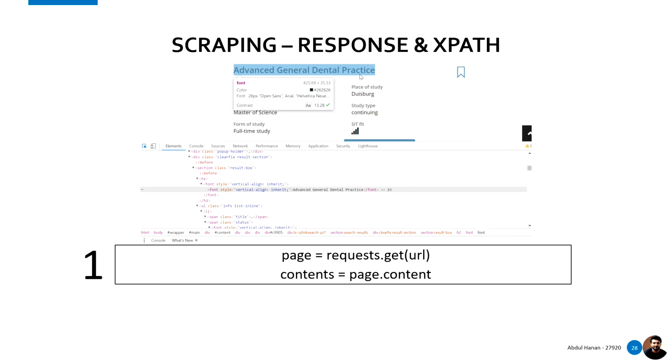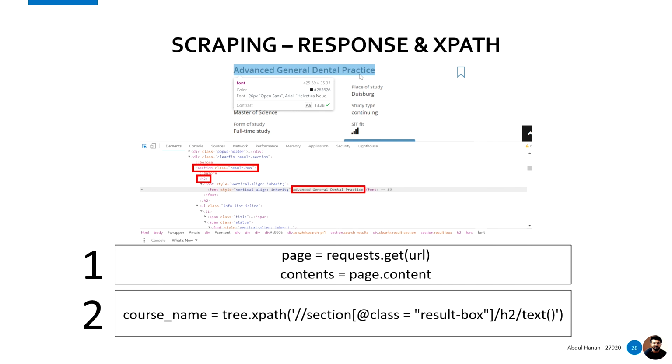First, we use the requests library to get all the content from the links of Hawkshell Compass. Then we extract the XPath of the required material. For instance, to extract the XPath of the course title, we write it as a section tag having class result box, which includes an h2 tag. The text function is added at the end to get the text inside the tags.